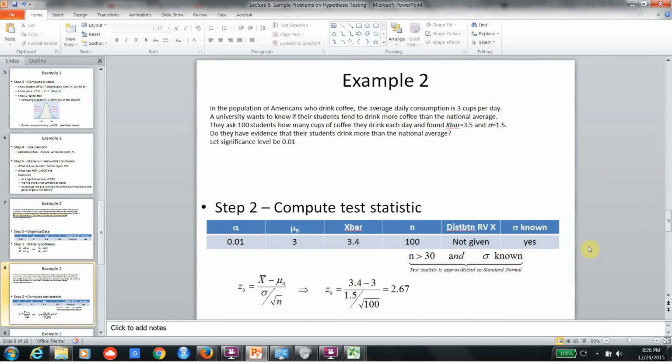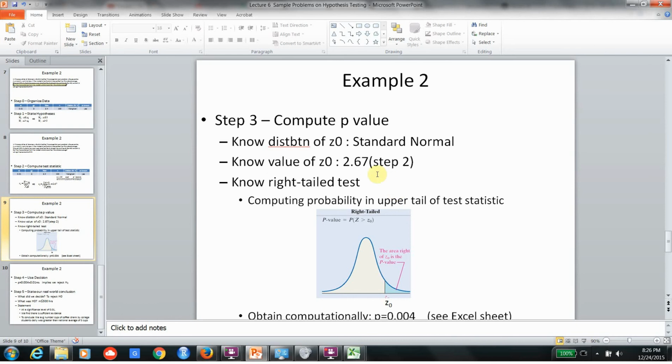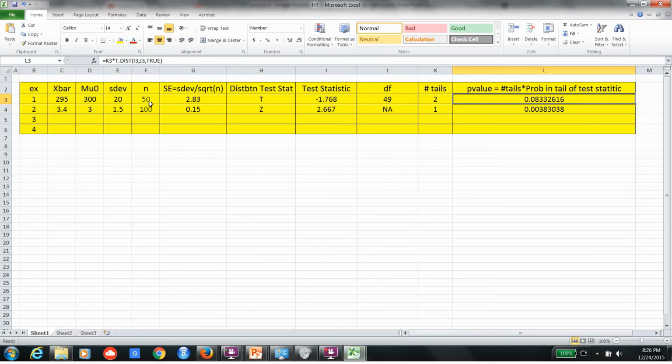The key thing to know is that because n is greater than 30 and sigma is known, our test statistic is going to come from a normal distribution. We go ahead and compute it. We get 2.67. Now we need to compute the p-value. We know that the test statistic comes from a standard normal. Its value is 2.67. We're doing an upper tail test. So again, we can use Excel. If we put in all of this information, we find that the test statistic is 2.67 and the probability is 0.00383.